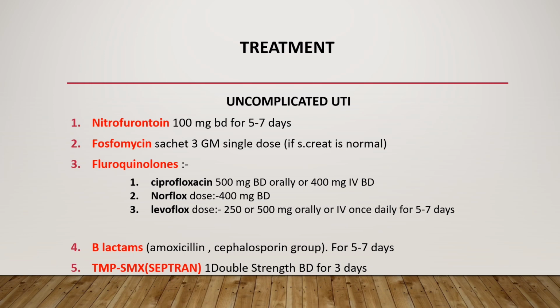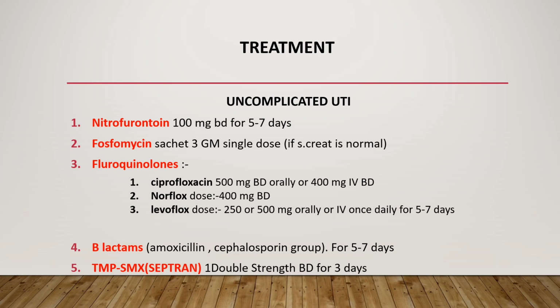Now treatment for uncomplicated UTI includes nitrofurantoin 100 mg BD for 5 to 7 days, and fosfomycin sachet or fosfomycin powder. A 3 gram single dose is enough, but for fosfomycin the serum creatinine should be normal. The treatment of choice is the fluoroquinolones: ciprofloxacin, norfloxacin or levofloxacin. The dose of ciprofloxacin is 500 mg BD orally or 400 mg IV BD. Norfloxacin dose is 400 mg BD and the levofloxacin dose is 250 or 500 mg orally or IV once daily for 5 to 7 days.